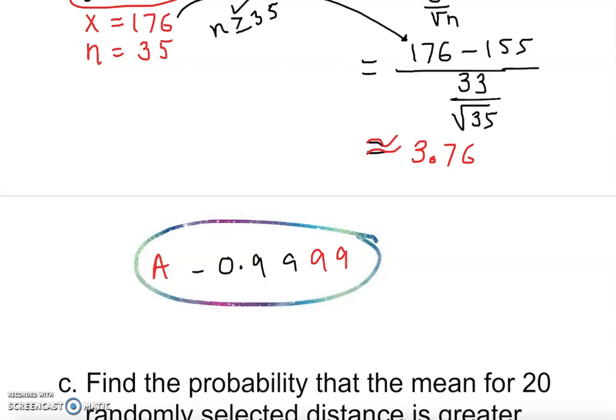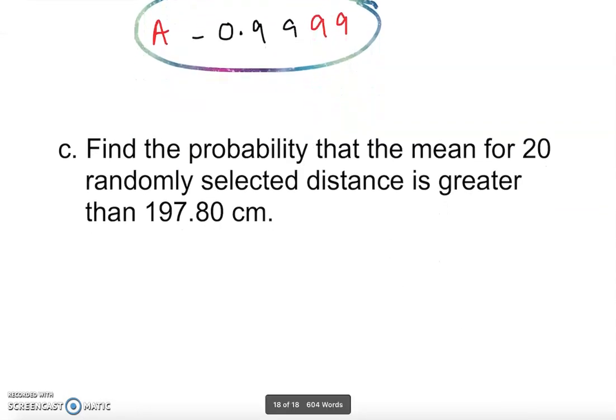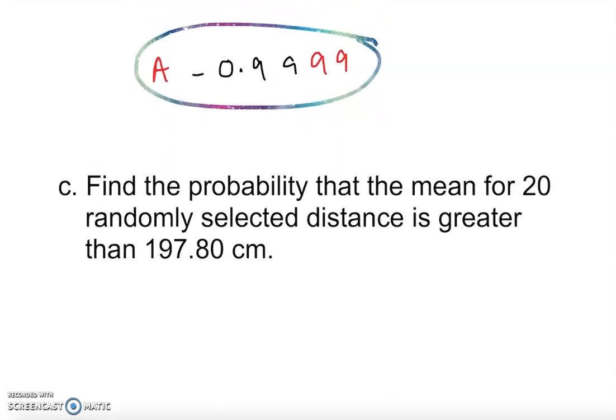All right, so we have one more question here. So what is that? Find the probability that the mean for 20 randomly selected drivers is greater than 197. I want to fix this typo here, I'm going to say driver. So we do the same thing here.